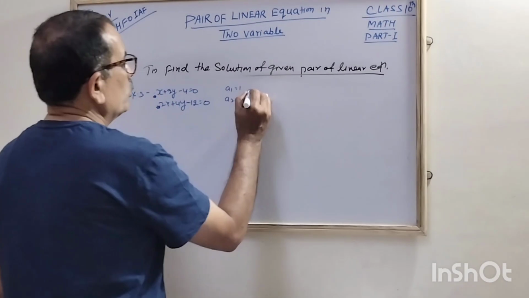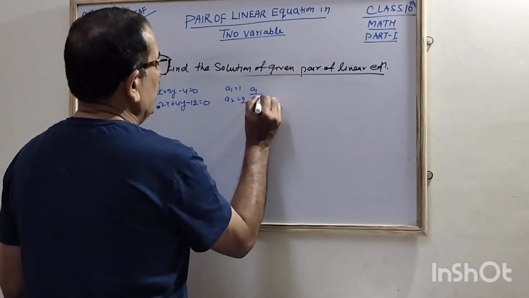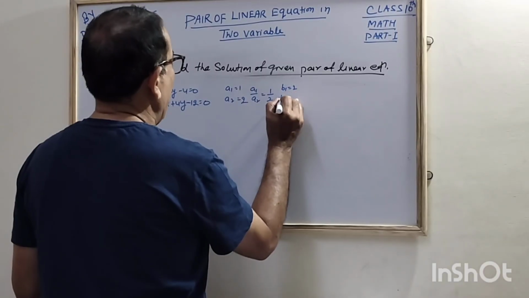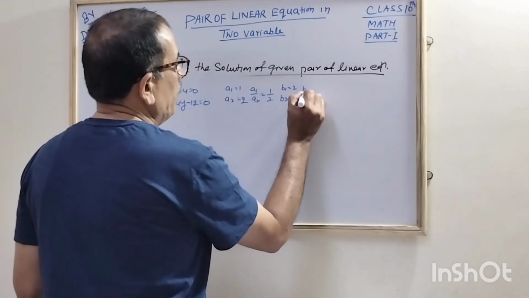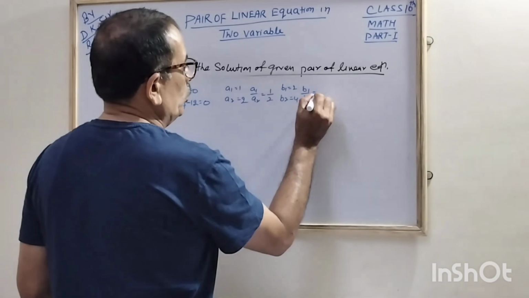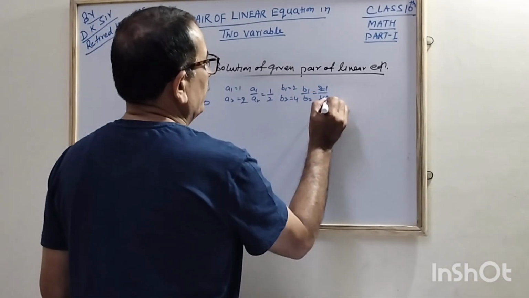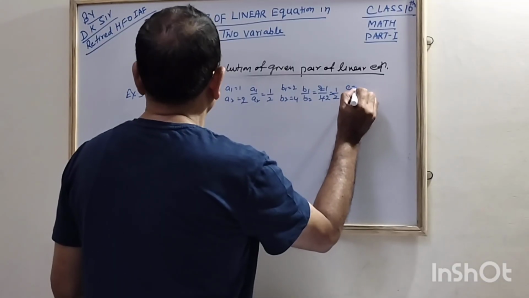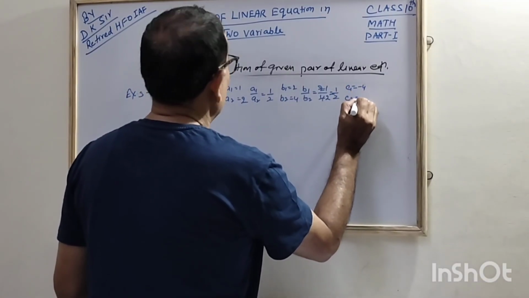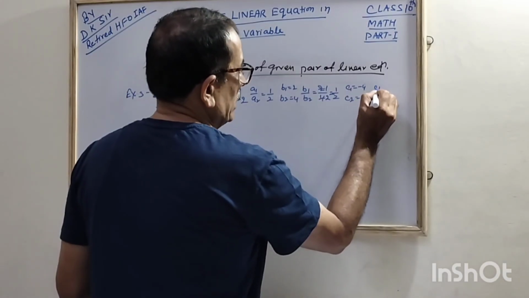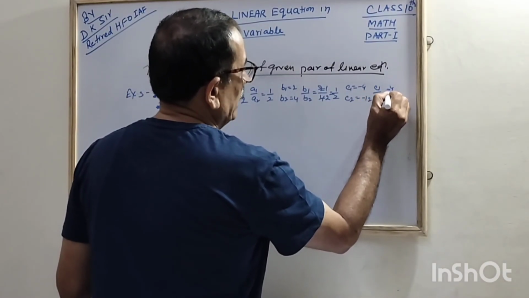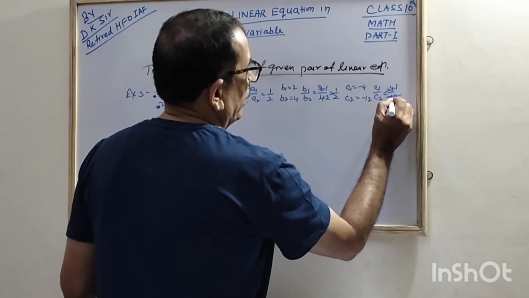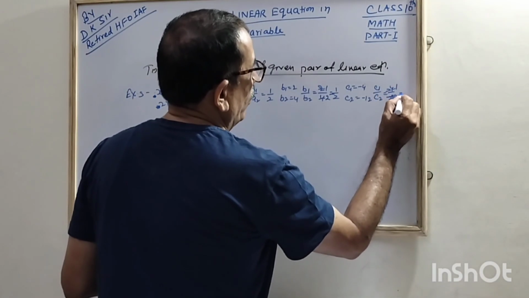So a1 by a2 will be equal to 1 by 2. Next we will see b1 is equal to 2 and b2 is equal to 4. So b1 by b2 is equal to 2 by 4. When we cut it, we get 1 by 2. Then we will see c1 is equal to minus 4 and c2 is equal to minus 12. So c1 by c2 is equal to minus 4 by minus 12. When we cut it, it is going to become 1 by 3.